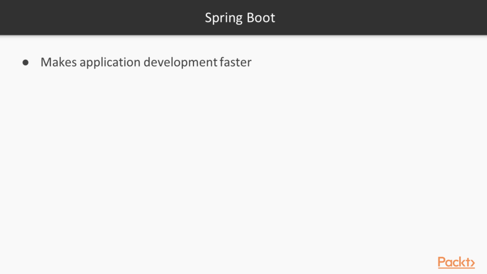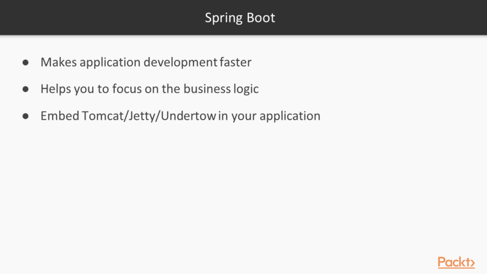Spring Boot wants to facilitate the creation of standalone production-ready applications based on Spring. The main features of Spring Boot are: it dramatically reduces the amount of configuration and the boilerplate code needed to start your application development. It helps you to focus on the business logic, offering a wide range of integrations. It makes it easier to distribute and deploy applications, embedding Tomcat, Jetty, and Undertow.